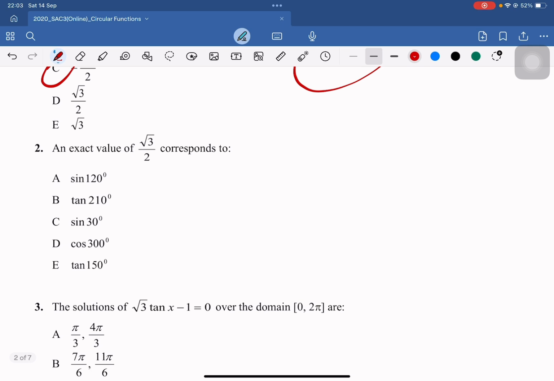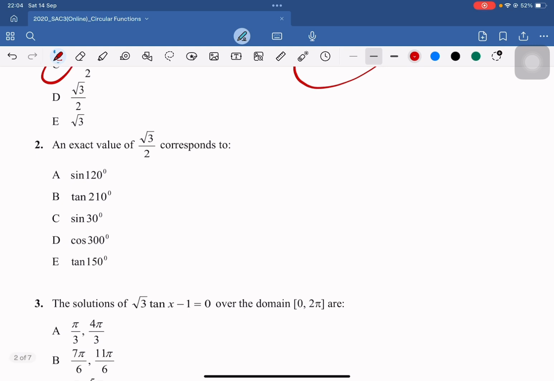For this question, it's asking you the exact value of root 3 over 2. This is very easy if you remember the exact value table, the table with all the exact values. I recommend memorizing all of it if you want to do well. The exact value of root 3 over 2, converted to degrees, is 60 degrees if you're talking about sine.